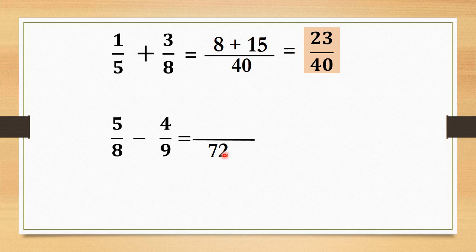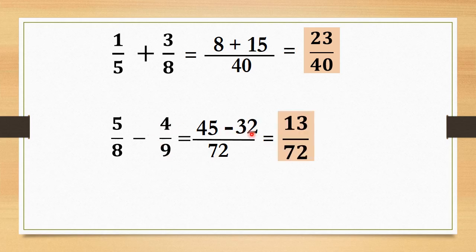So let us divide the LCD by the denominator. 72 divided by 8, we have 9. Times 5, we have 45. Then minus 72 divided by 9, we have 8. Times 4, we have 32. So copy the LCD, 72, then subtract 45 minus 32, we have 13. So 13 over 72 has a greatest common factor of 1. So this is already in its simplest form.